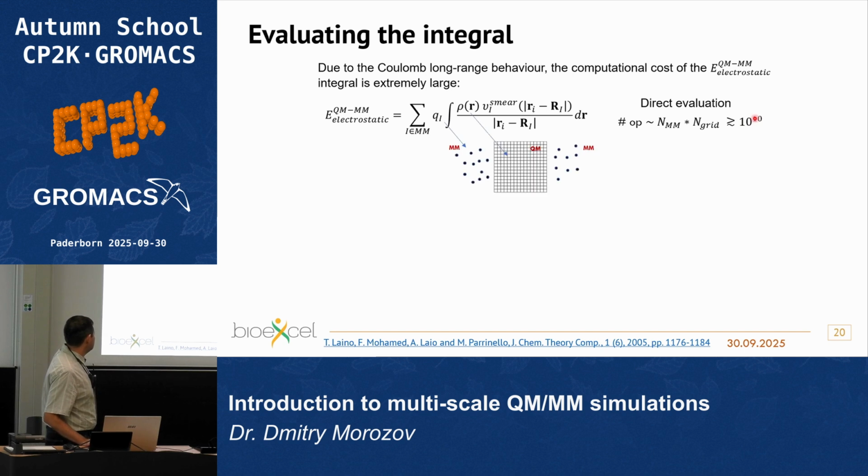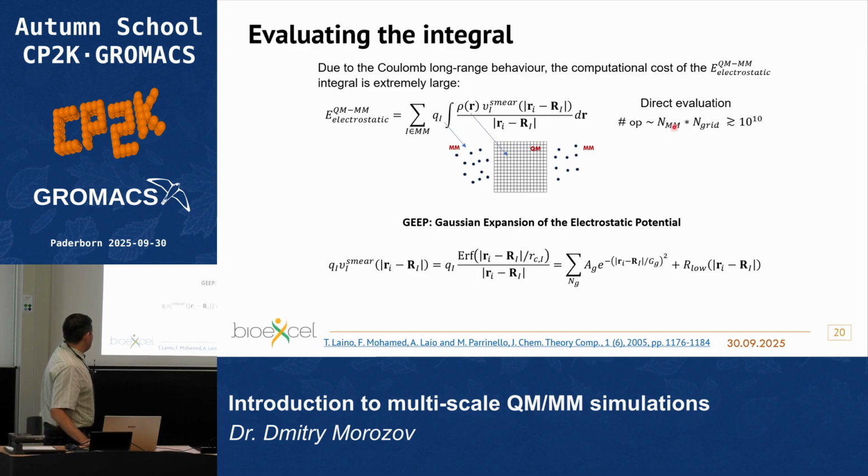The idea would be that your QM region here is a grid, and here is your electron density, and here are the charges around it. In order to avoid this, a very long time ago it was proposed in CP2K to use the Gaussian expansion of the electrostatic potential approach. What it does is try to approximate the potential of this smeared point charge, that is, the electrostatic potential due to this smeared point charge.